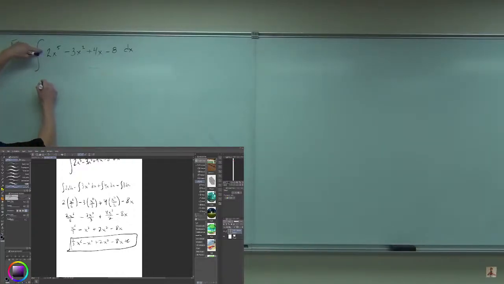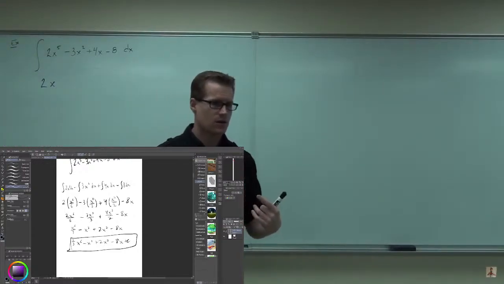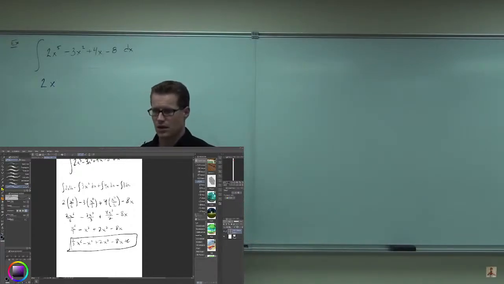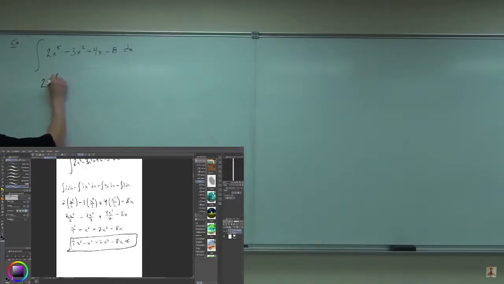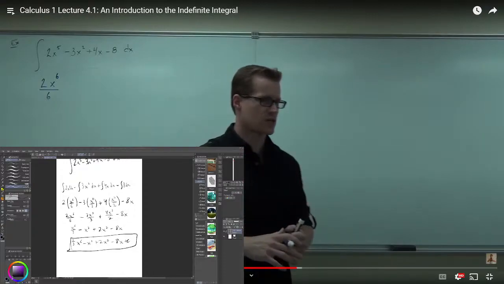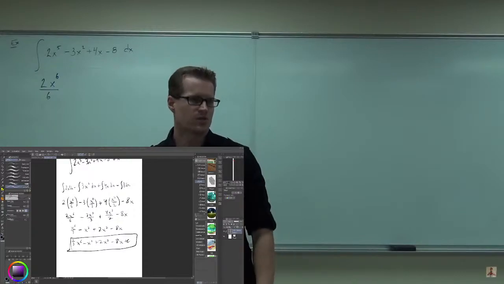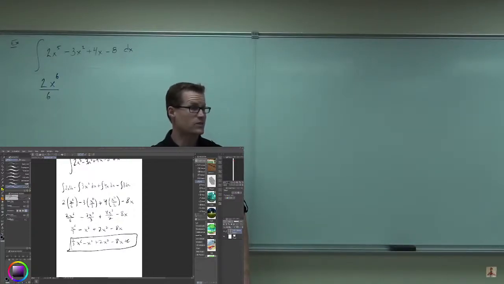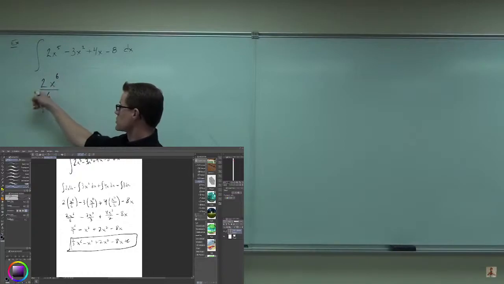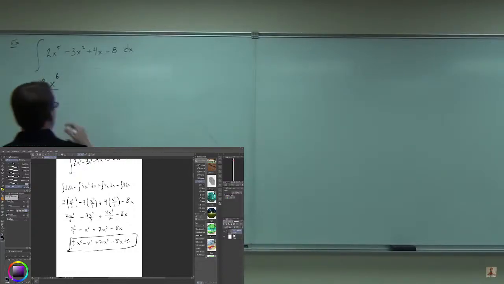So we say this is a 2, no problem. The x to the 5th, what does the x to the 5th become? X to the 4th or x to the 6th? Why 6th? Over what? Yes. The new exponent is what you divide by. So we're going to get 2x to the 6th over 6 before we start simplifying. Are you following me on this so far? It's probably useful to check this with a derivative at some point. If you took a derivative here, notice you're going to get 2x to the 5th. That's nice. You can check that. Make sure you have these right.